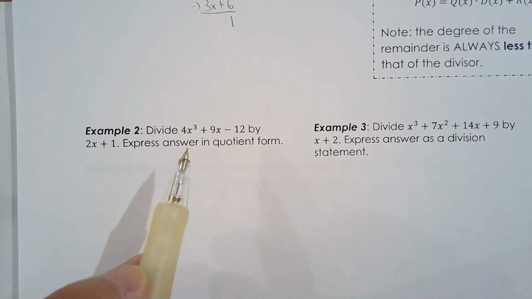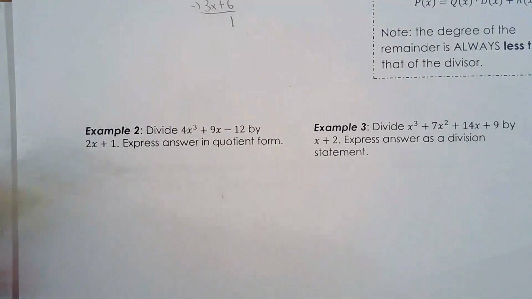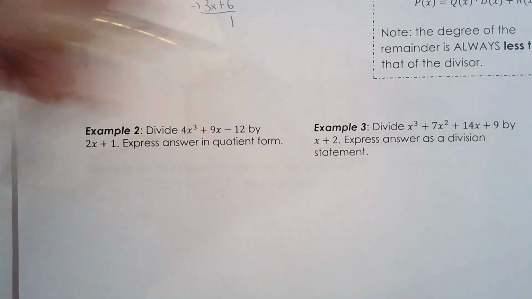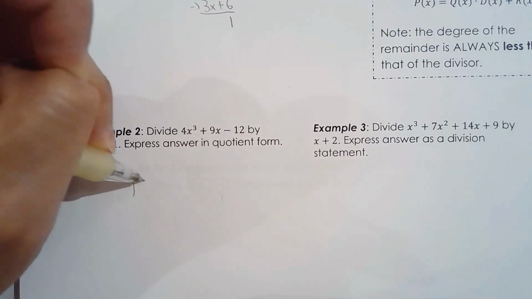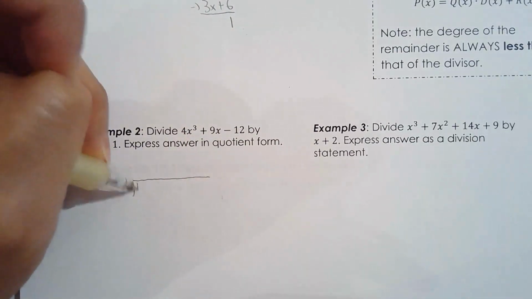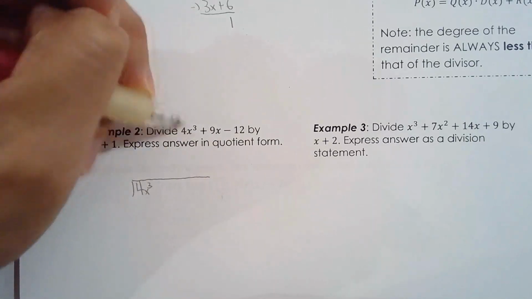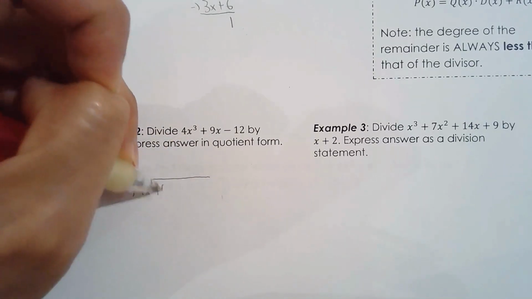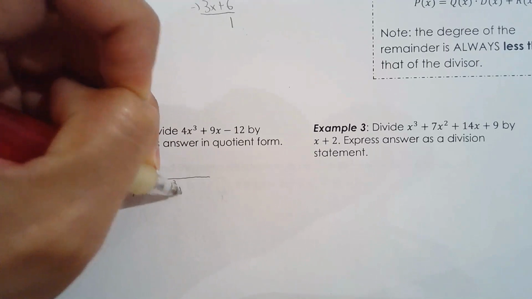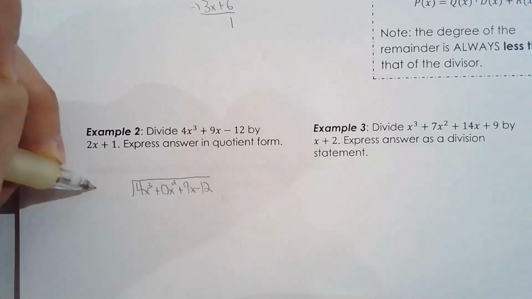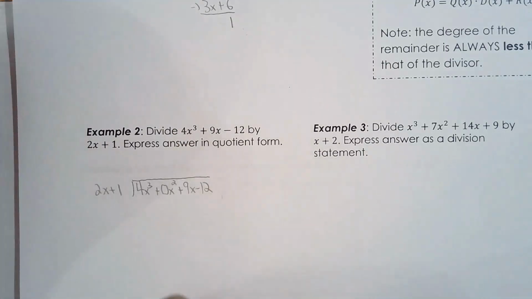All right, so let's practice. So for example 2, it's in quotient form. Example 3, we're going to express it as a division statement. But in both cases, we just have to long divide. Now, my dividend in this case is missing the x squared term, so I'm going to put a placeholder, 0x squared. All right, let's do it.